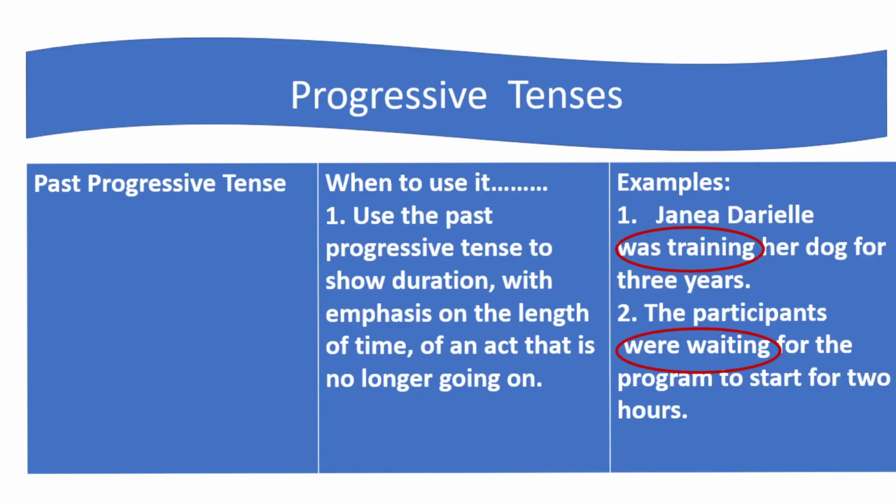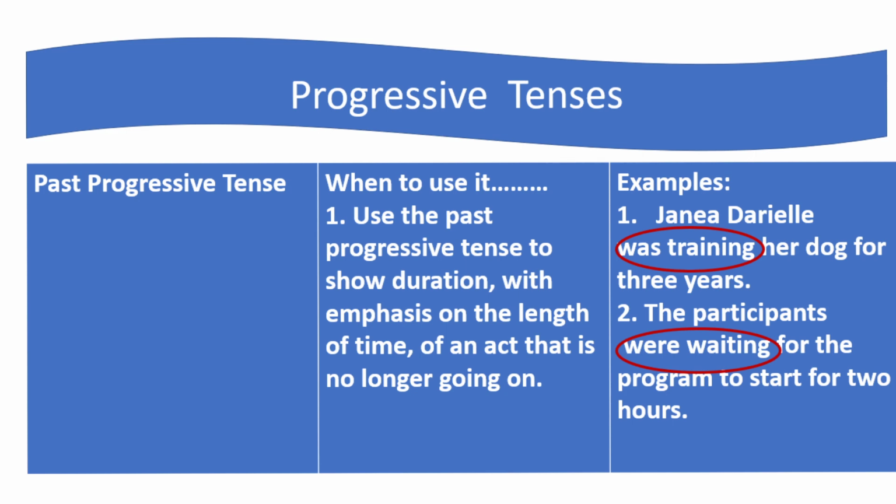First, use the past progressive tense to show duration with emphasis on the length of time of an act that is no longer going on. So, for example, we have: Janea Dariel was training her dog for 3 years. What does it mean when you say she was training her dog for 3 years? This has been happening for a certain period of time, but it's already over.